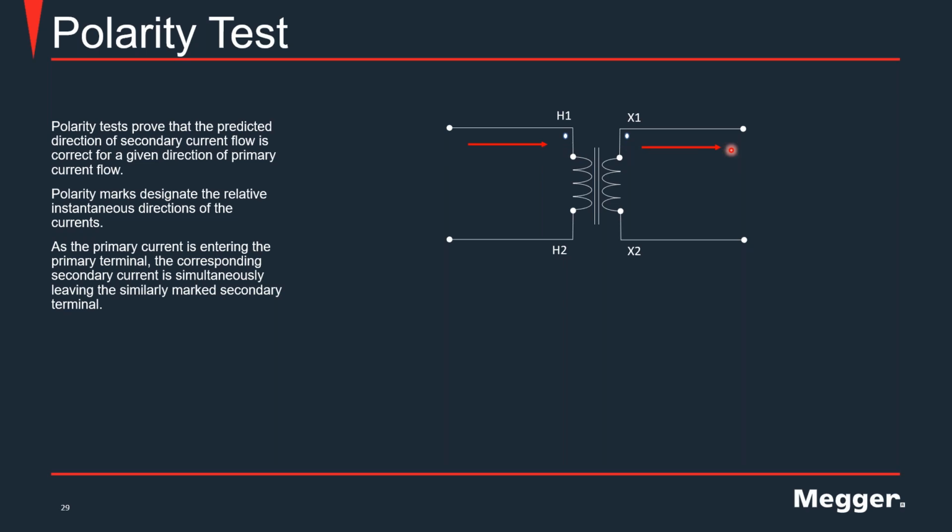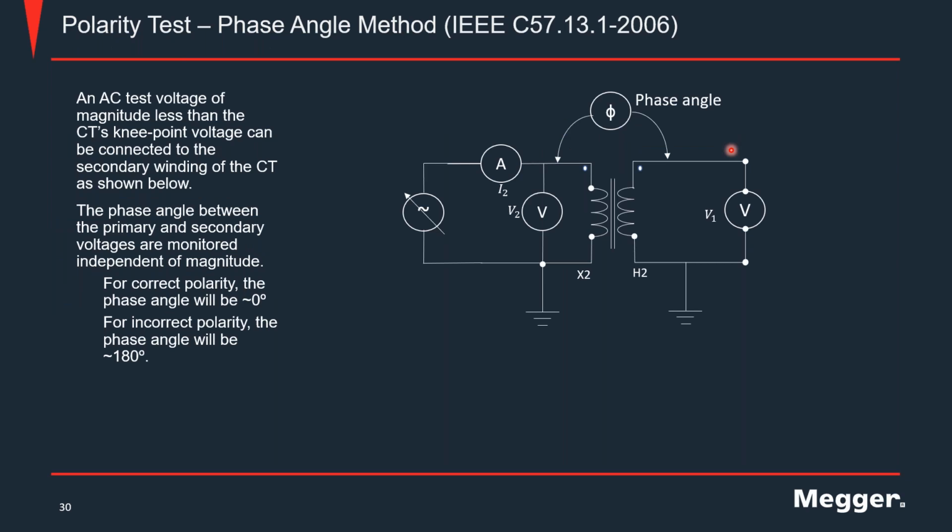Correct? Now, how do you measure polarity? The easiest way to measure polarity is by measuring the phase angle. We have the same connection that we use for the ratio and for the saturation curve, and we somehow find a way to measure the phase angle on the current transformer.